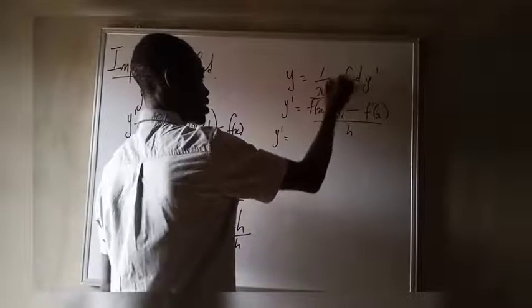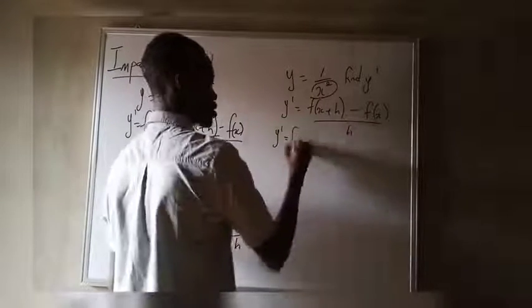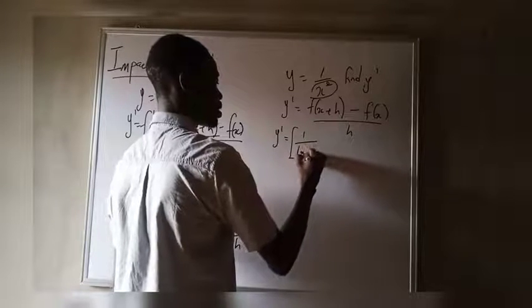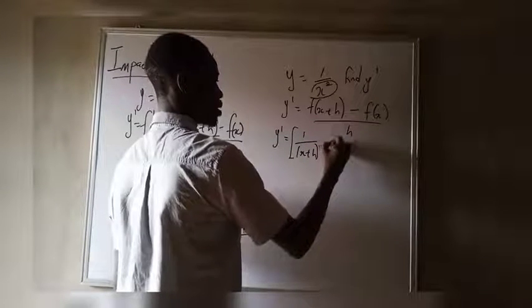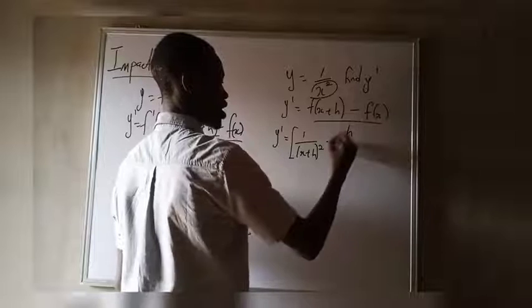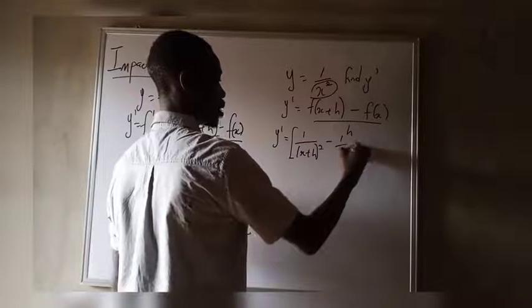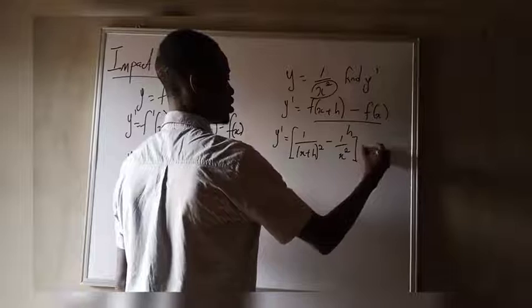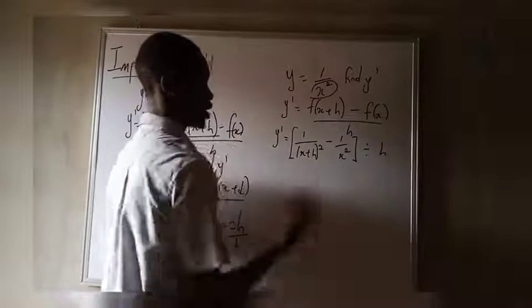That means anywhere we are seeing x, we are going to add h to it. And that will give us 1 over x plus h all squared, minus 1, f of x will give us 1 over x squared. Now divided by h. And then we simplify.